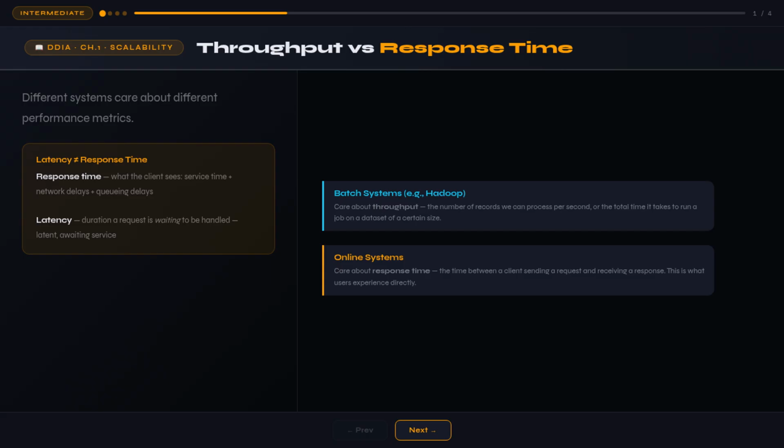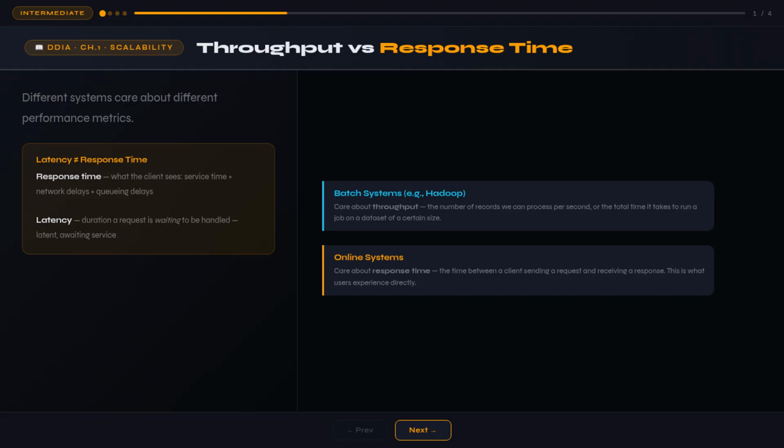Once you've described the load on your system using load parameters, you can investigate what actually happens when load increases. The book frames this as two distinct questions. First, if you increase a load parameter while keeping system resources (CPU, memory, bandwidth) unchanged, how is performance affected? Second, if you increase a load parameter, how much do you need to increase resources to keep performance the same? Both questions require numbers.